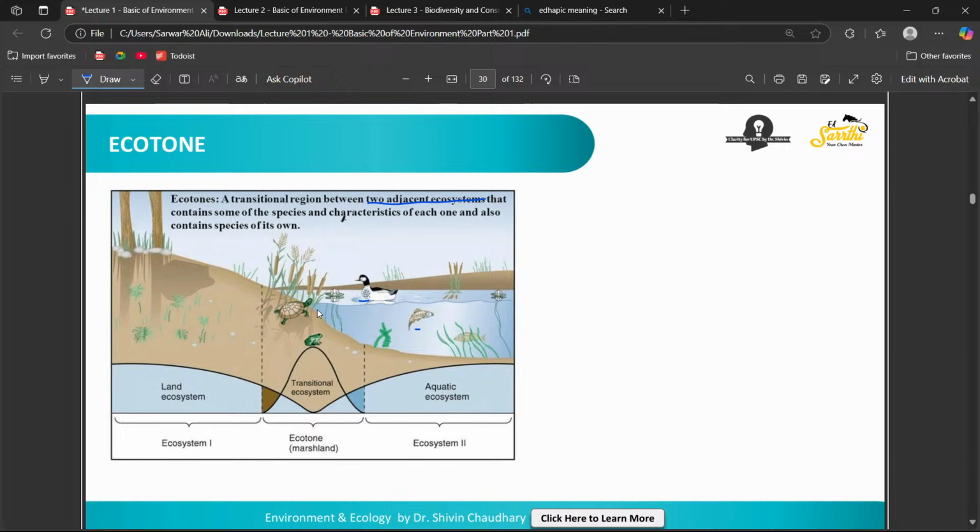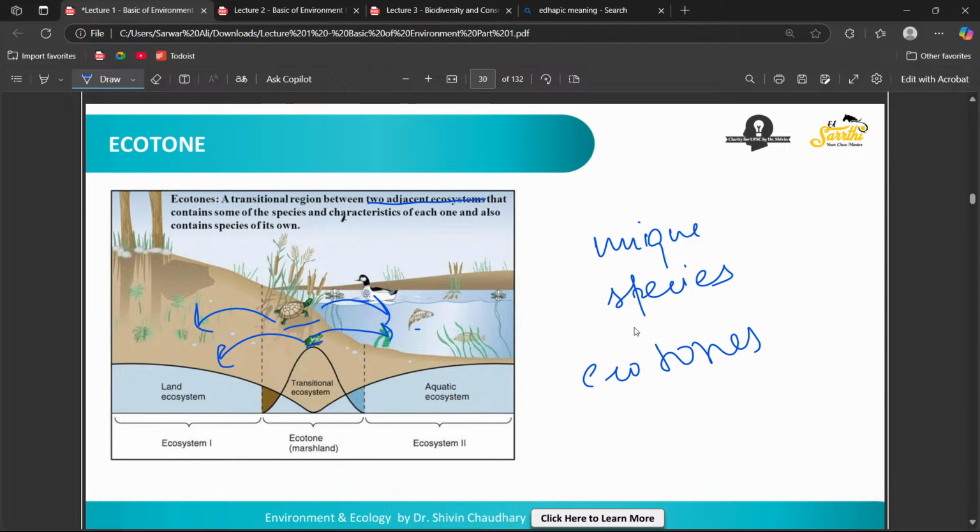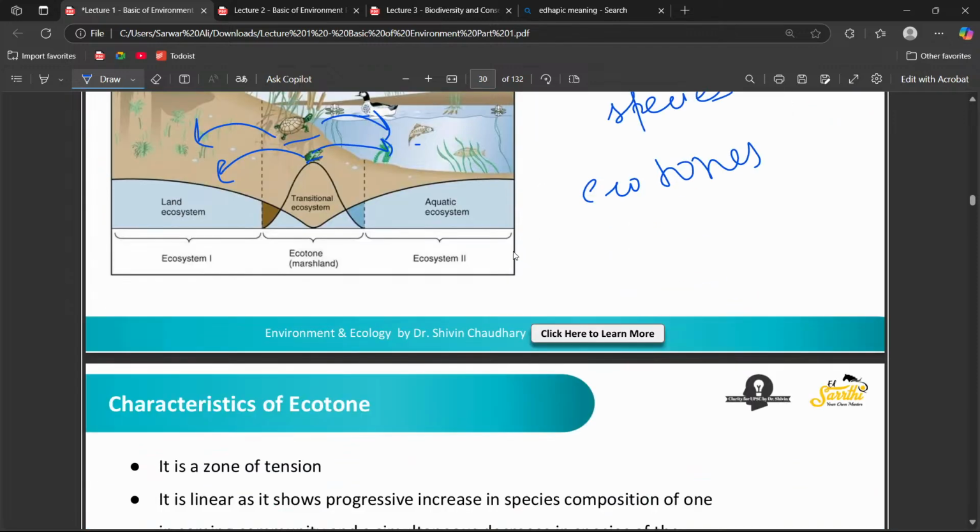There are fish, there are ducks, and this is a land ecosystem. So a turtle is basically acting as, it is in the transitional ecosystem. A turtle can flourish both on land and in water. Same with the frog, it flourishes both on land and in the water. As you might know, frogs lay eggs in the water. Tadpoles are primarily aquatic, and then they grow limbs and also become terrestrial. So unique species with unique characteristics are born and supported by ecotones. That is what ecotones are characterized by: uniqueness of organisms.